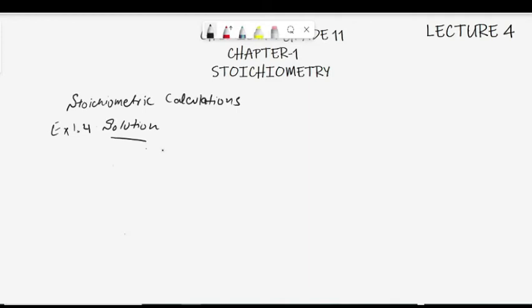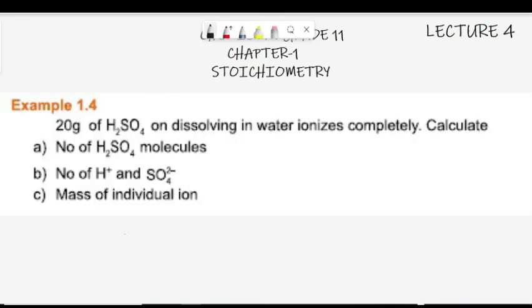Example 1.4 states that 20 grams of sulfuric acid on dissolving in water ionizes completely. Calculate A, the number of sulfuric acid molecules; B, the number of H plus and sulfate ions; C, the mass of individual ion.